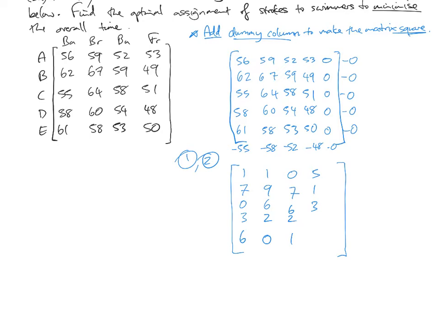Oh, I skipped one. 51 take 48 is 3. 48 take 48 is 0. 50 take 48 is 2. And the last column remains the same. So step 2 has been done.